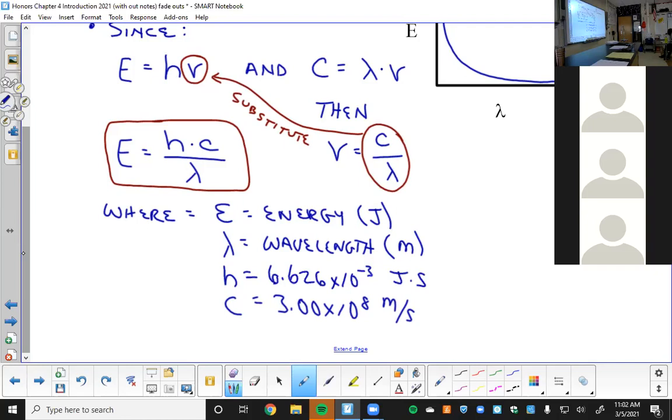So those are the three equations. That's where most of the math will be. You'll knock that out on the first page of the test when we get to the chapter 4 test, and you'll be done with the math for the chapter.